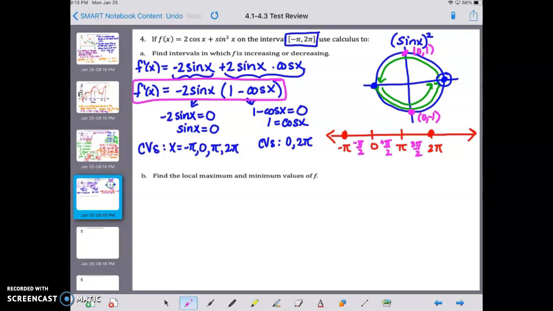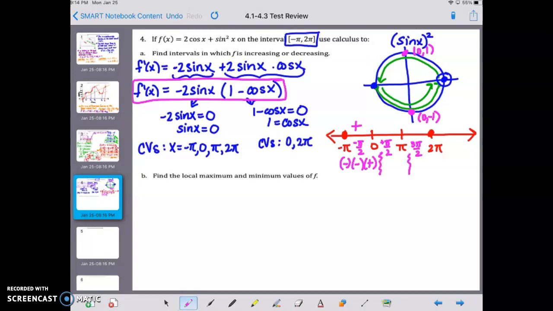So if I'm starting with negative pi over 2, the sine of negative pi over 2 is negative 1. So I end up with negative 2, which is negative, times negative 1, which is negative. And then I have 1 minus the cosine of negative pi over 2. Well, the cosine of negative pi over 2 is 0. 1 minus 0 is 1. So that ends up being times positive 1. Well, negative times positive, that makes this region right here positive. Sorry.